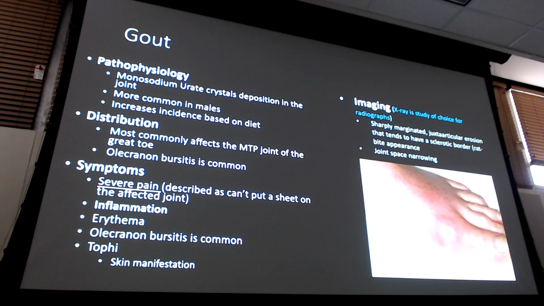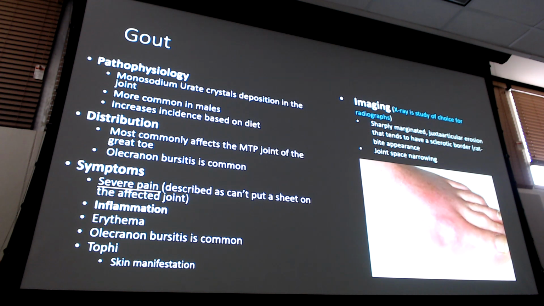I've had a few that got sick and tired of dealing with it. They actually did change their diet and then completely eliminated their symptoms, and they were able to get off their medications. But it took some time for them to finally do it. But most commonly in the metatarsophalangeal joint, right? You can also have it in the elbow area. You get olecranon bursitis because of it. We'll see what that picture looks like in that area.